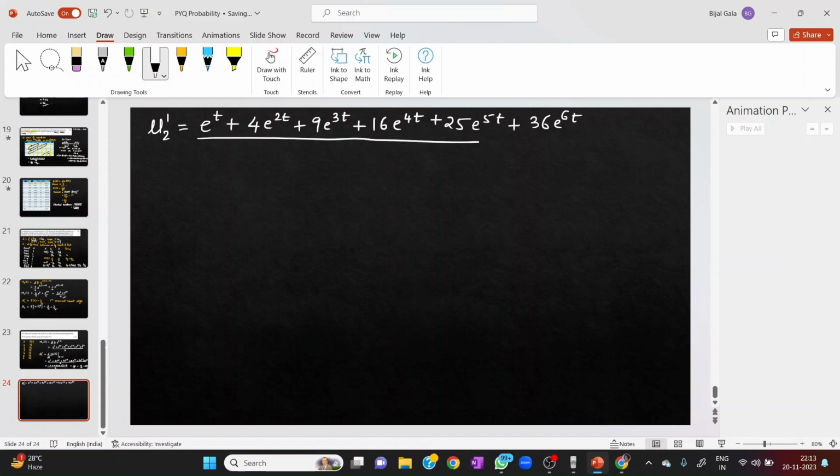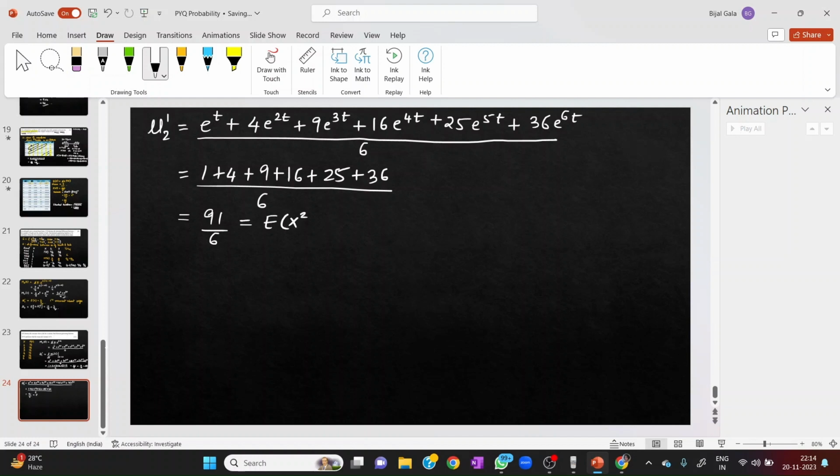Divide by 6 as it is. Substitute t equal to 0. So all the e raised to zeros will become 1. So 1, 4, 9, 16, 25, and 36, divided by 6. The total is 91 by 6. So this is nothing but your E[X squared].